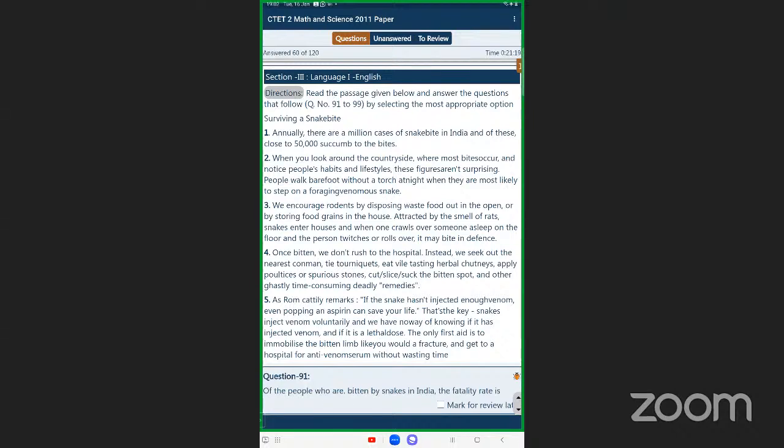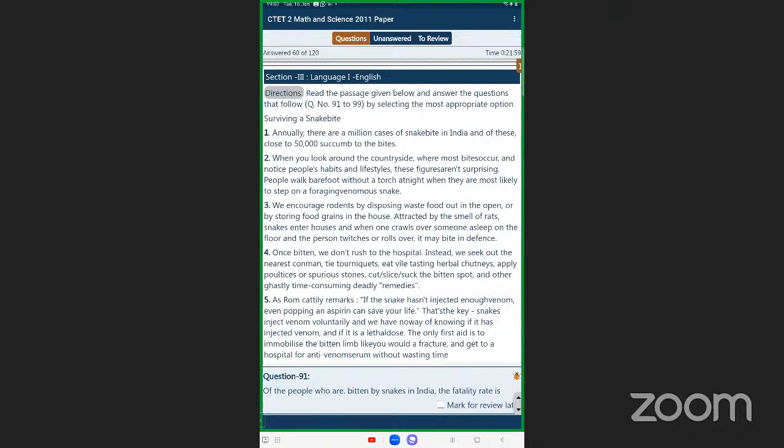Of these, close to 50,000 succumb to the bites. When you look around the countryside where most bites occur and notice people's habits and lifestyle, these figures are surprising. People walk barefoot without a torch at night, when they are most likely to step on a forgiving venomous snake.